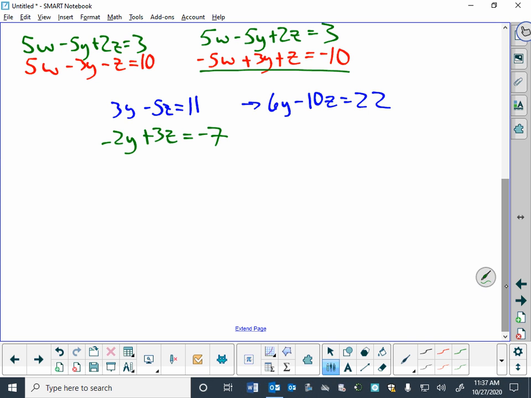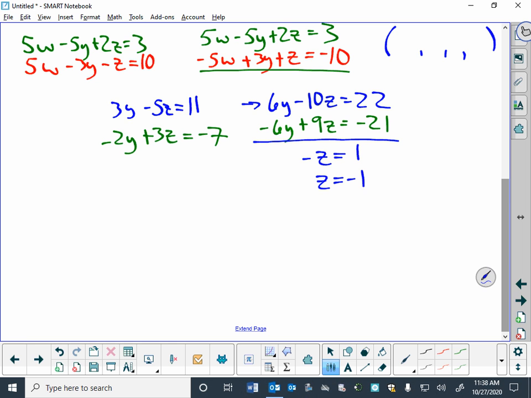And if I multiply the bottom equation by 3, I'm going to get a -6y plus 9z is equal to -21. And if I add those two equations together, the y's are going to go away, and I'm going to get a -z is equal to 1. So my z must be -1. And so in my answer along the way here, there's going to be 4 numbers, and my last number is a -1. I probably didn't space those commas out very well.